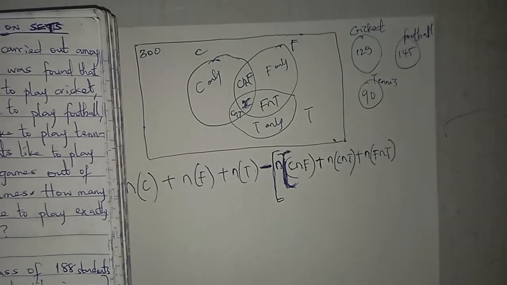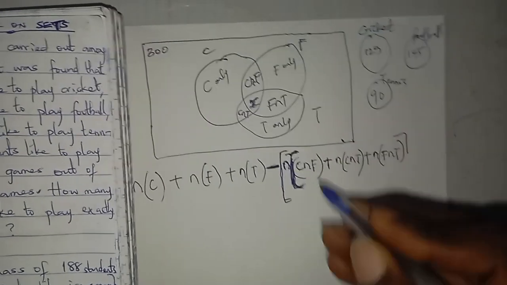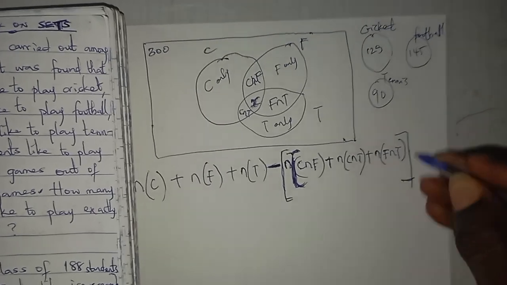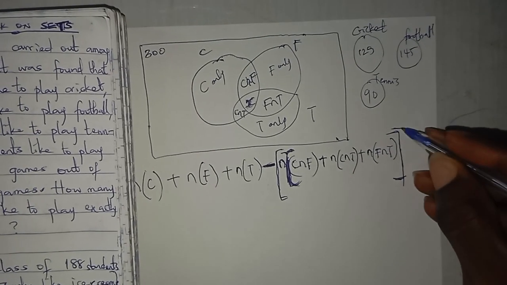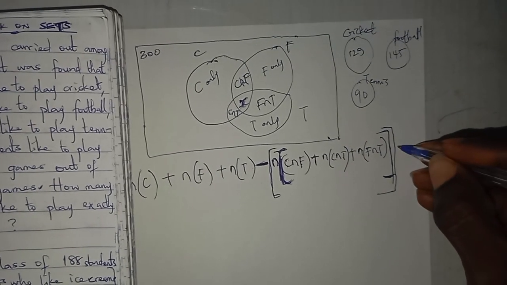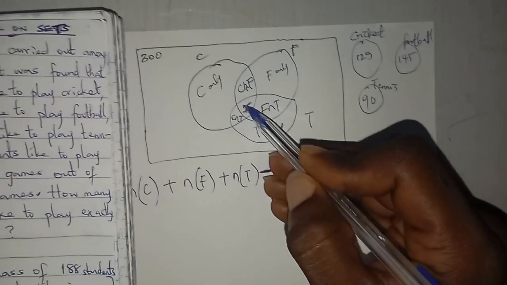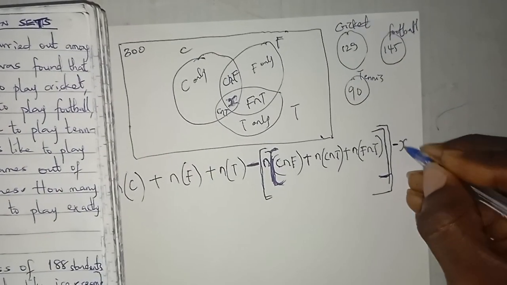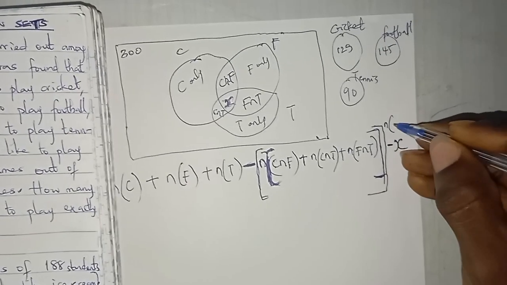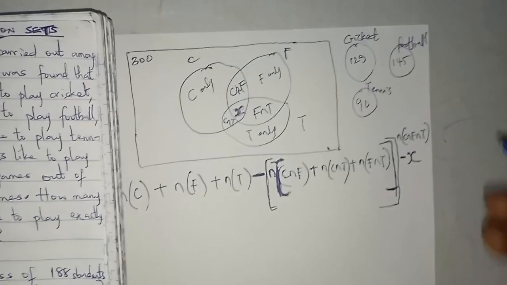So it's trying to subtract the intersections. It's subtracting the intersections. And as it's subtracting the intersections, notice it will also come and subtract the intersection that is what they have in common, which is x. So let me call it x. It will also come and subtract x. And you know that x here is going to be the same thing as saying the number of C intersection F intersection T. So it's going to subtract it too.